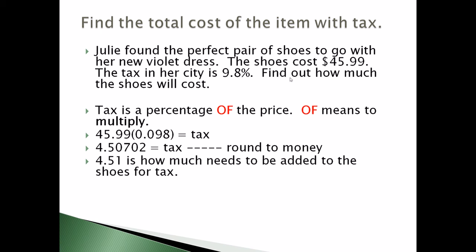The question states, find out how much the shoes will cost. So that means we're going to have to add. We're going to take the $45.99 and add the tax. That gives us how much she's going to have to pay for the shoes. They won't let her out of the store with anything less than that. So when I add those two, the shoes cost $50.50.